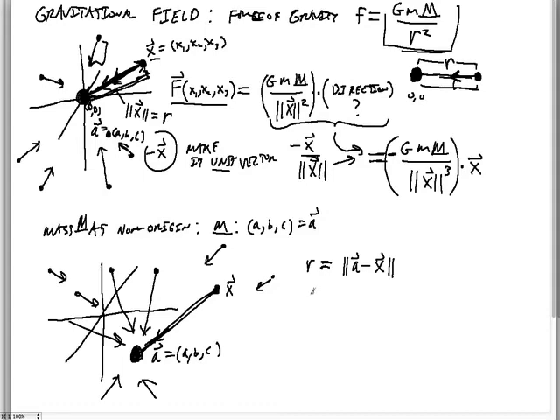And likewise, what I do then is my force field, the resulting force field, x1, x2, x3, and I'll put a little subscript a down there to indicate that, and it's going to be G, little m, big M, all over the length of a minus x to the third times the vector a minus x.